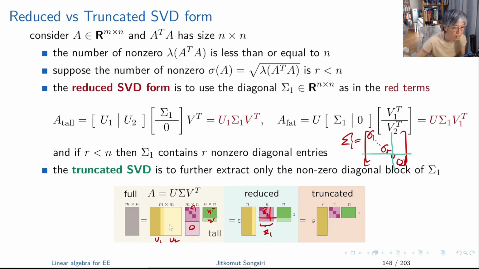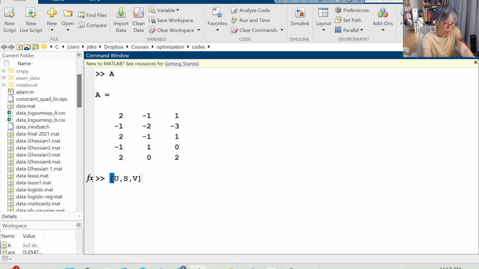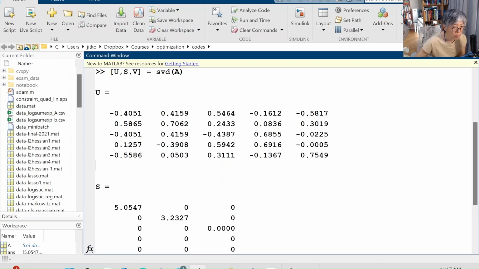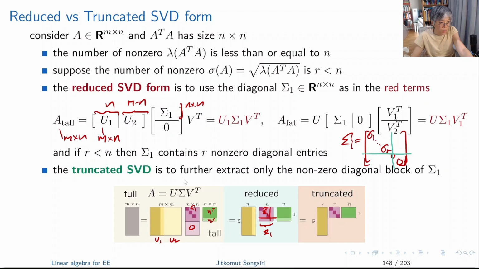Let's see the lecture again. The reduced one only takes the U1 partition. A is m by n, right? My U1 partition is m times the first n columns, and the remaining is m minus n columns. USV is the SVD of A. My sigma 1, which is 3 by 3, and my U1 is m by n, containing the first n columns. My sigma 1 is the first n by n upper block.